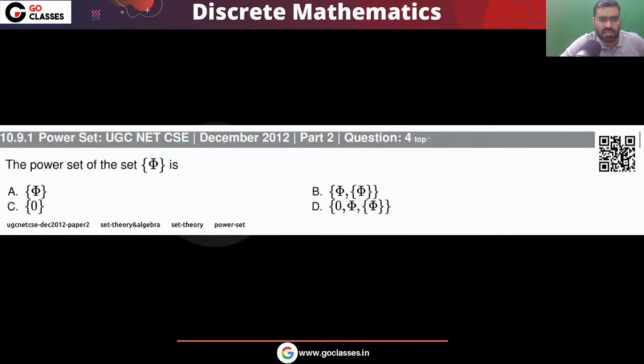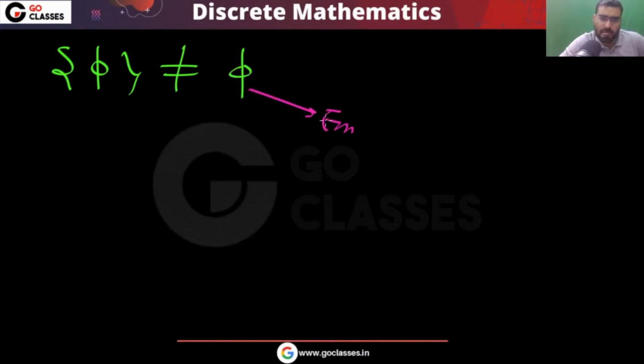Now let's move on. Tell me the answer for this question. This is a UGC NET Computer Science 2012 question. Tell me the power set of this set. You can notice the set that is given to you is a set containing the empty set. Please understand that this is not the same as the empty set. This is the empty set. Okay, this set is empty set.